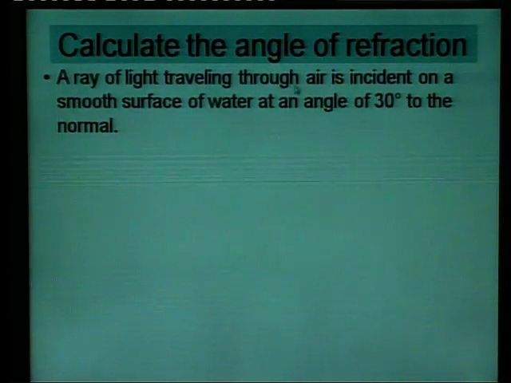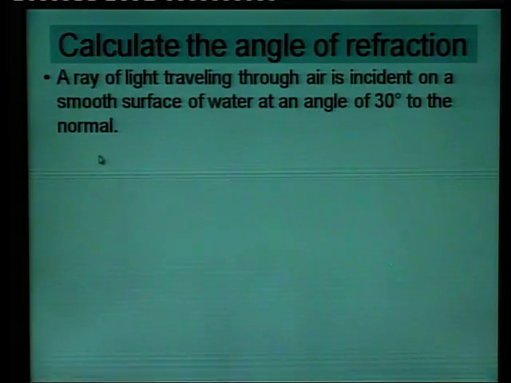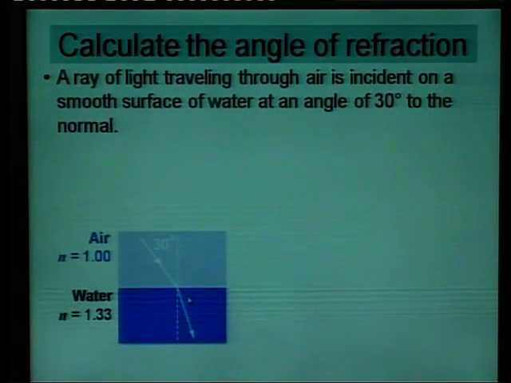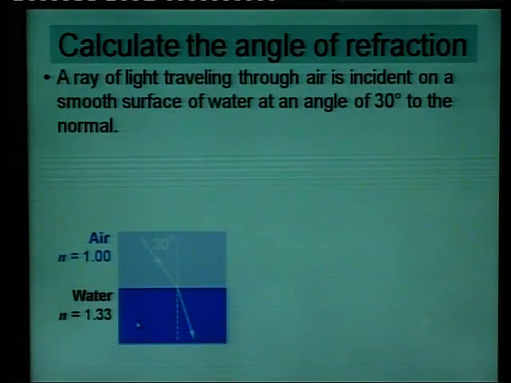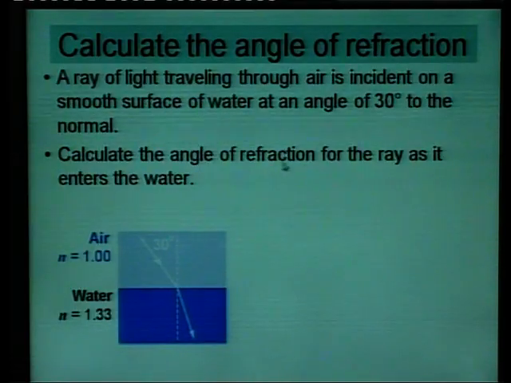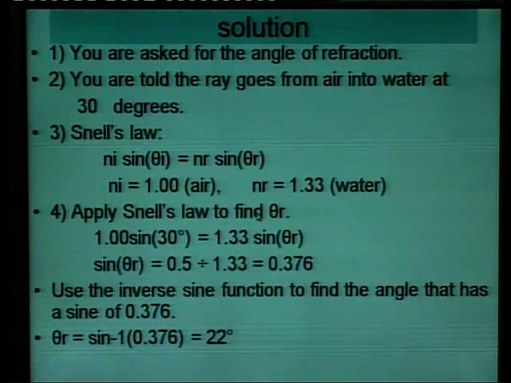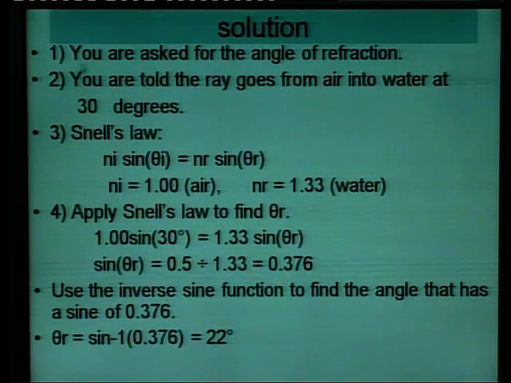A ray of light traveling through air is incident on a smooth surface of water at an angle of 30 degree to the normal. So angle of incidence is 30 degree, light is air, ray is entering from air to water. So calculate the angle of refraction for ray as it enters the water. So what we have to find is, we have to find the angle of refraction. We are asked to find the angle of refraction. What we are given? We are given angle of incidence, that is 30 degree according to Snell's law.